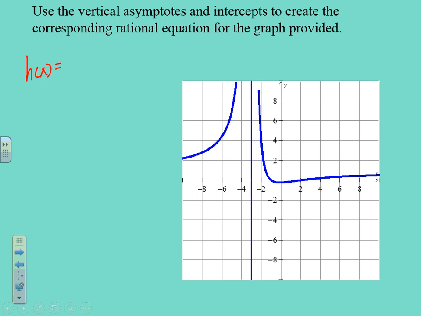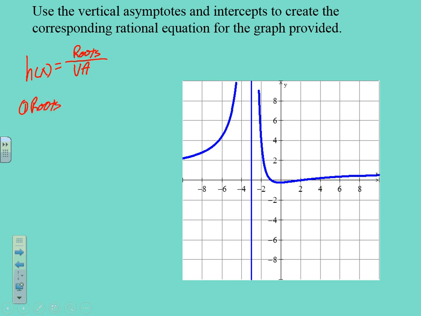So basically every rational function follows the same thing. My roots come from the numerator, my vertical asymptotes come from the denominator, and so looking at the graph, those are some of the things that I really need to identify. All right, so let's look at our roots first.